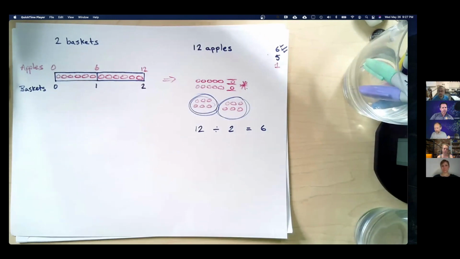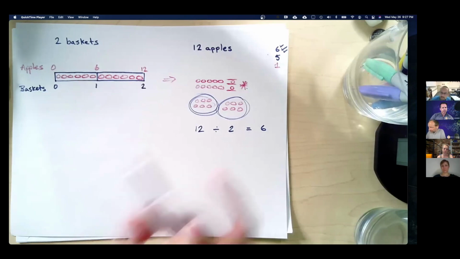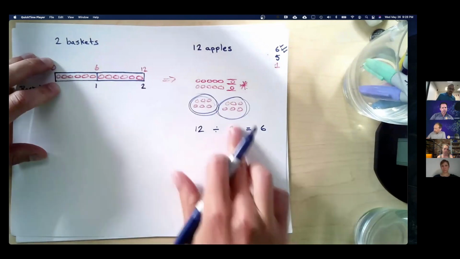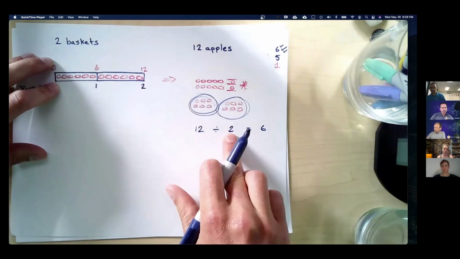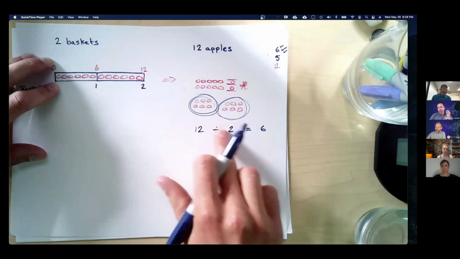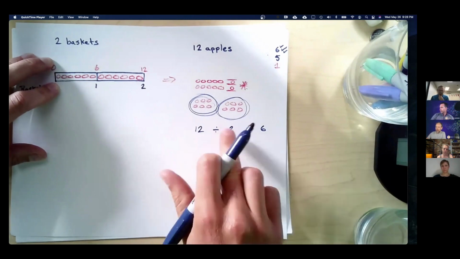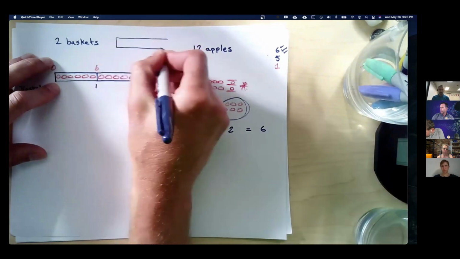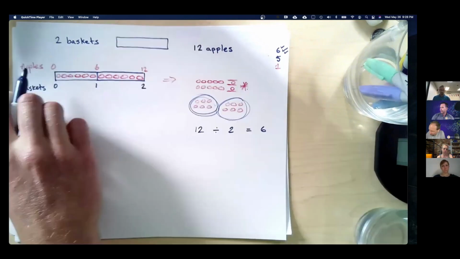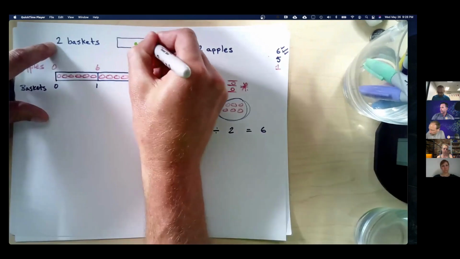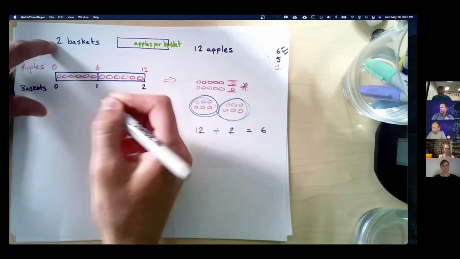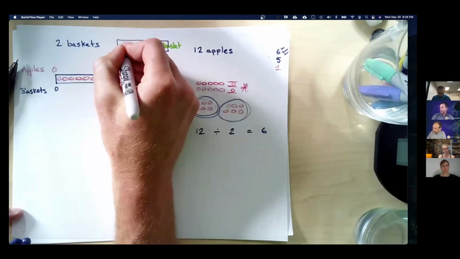A few takeaways, actually. One thing I want to mention is that John mentioned 12 divided by 2. You even said into 2 groups, which I really like that language. We're going to fill in some blanks in just a minute. But imagine if there were 2 baskets and I wanted to know how many apples per basket. You folks told me there were 6 per basket.